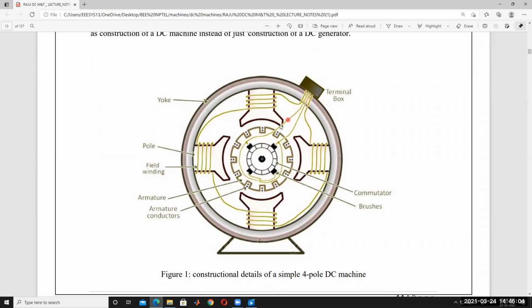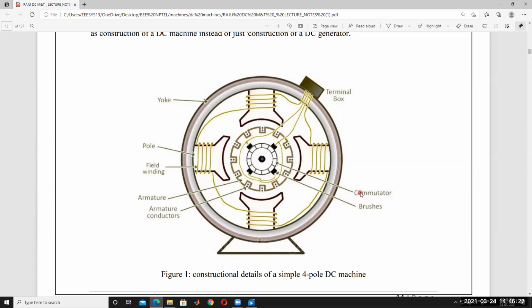Here we have the field winding and the armature winding. The rotating part is called the armature. These are the armature conductors, and the armature conductors are placed in slots. This is one slot, another slot, and so on; different slots are there. In these slots, the armature conductors are placed.